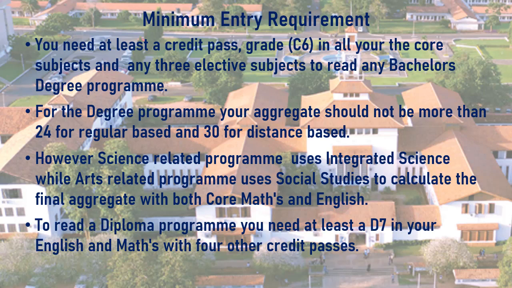To read a diploma program, you need at least a D7 in your English and core mathematics with 4 other credit passes. So your English and your core mathematics, you need at least a D7, as well as 4 other credit passes, be it your core subjects or your elective subjects. And a credit pass means you need at least a C6 in 4 other subjects.